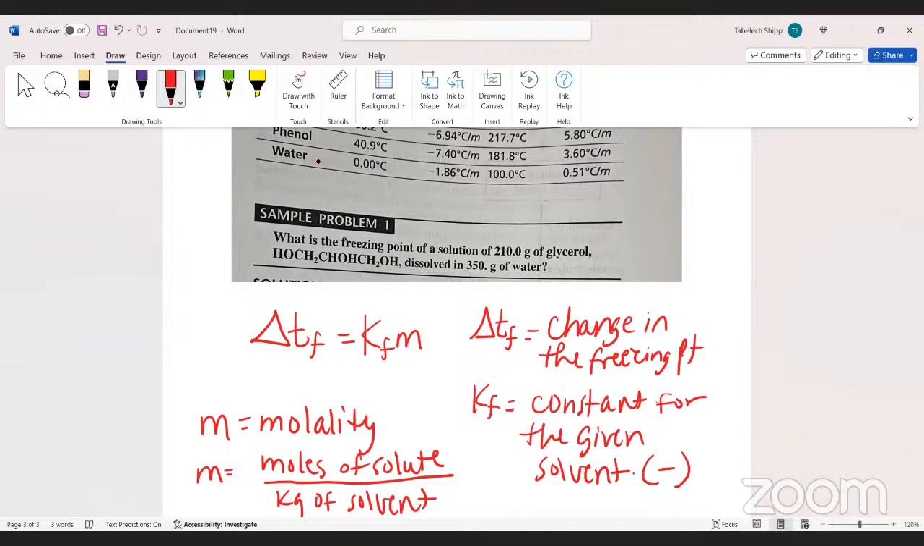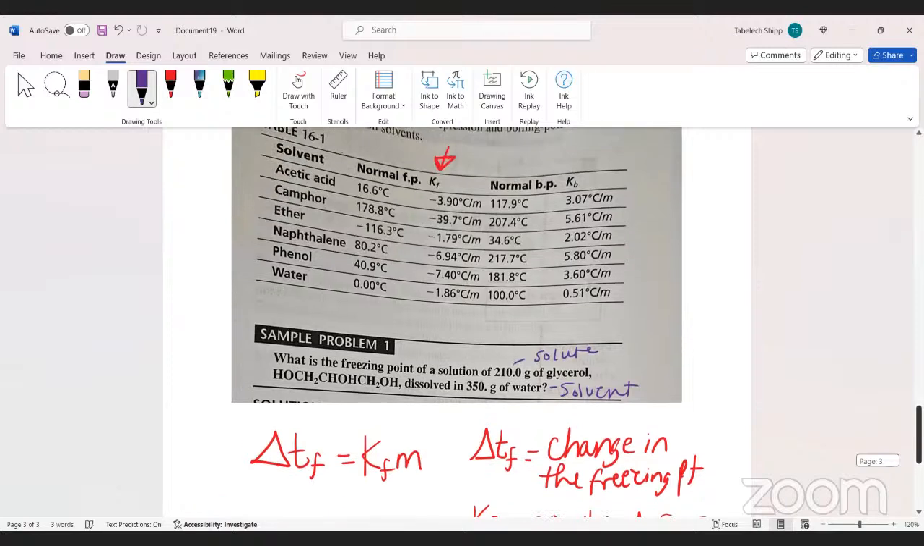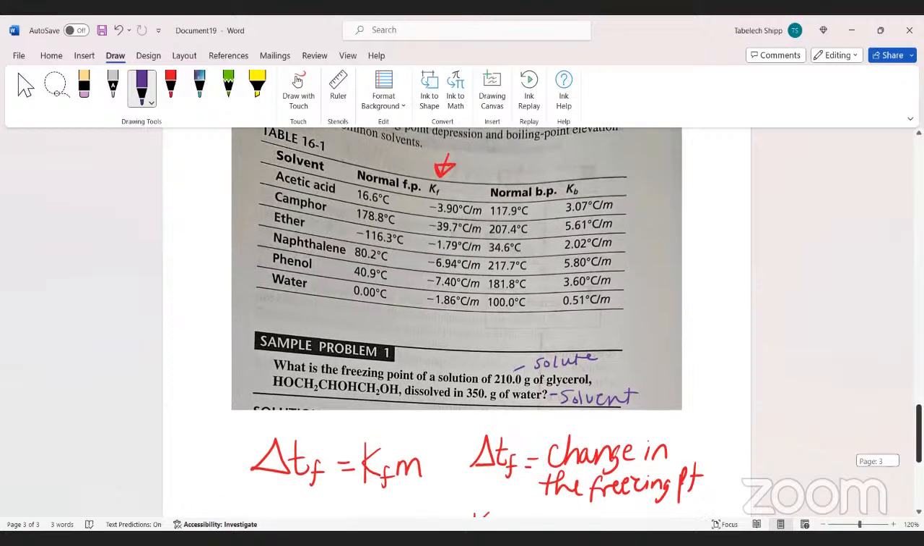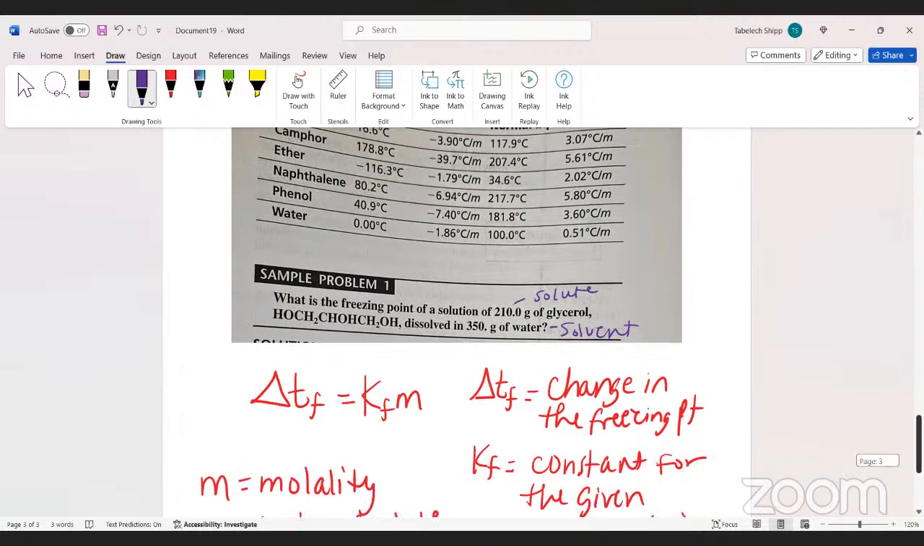So you already know that the 350, of course, is the solvent, okay? That's usually your liquid right there, so that is your solvent. And of course, the 210.0 grams, that is your solute, okay? Now, what you need to also keep in mind is that when you're looking at your problems, they're going to give you different things that you need in order to solve the problem.